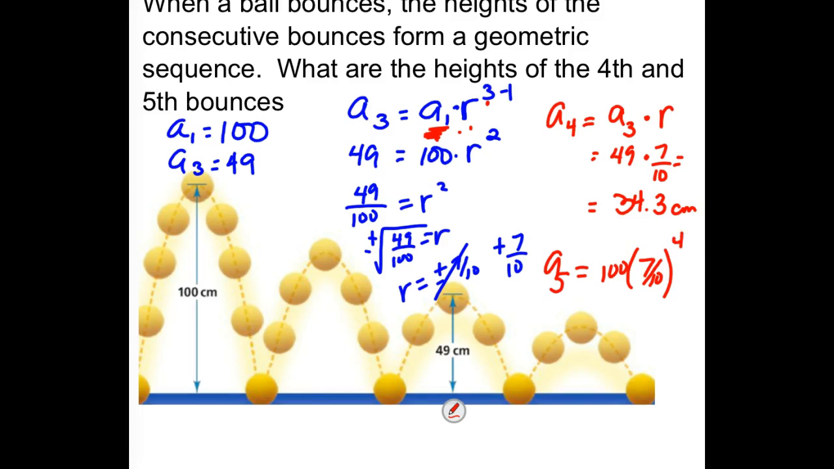If I'm looking for the fifth term, what do we get for a decimal on that one? 24.01. So 24 and 1/100th of a centimeter. Okay.